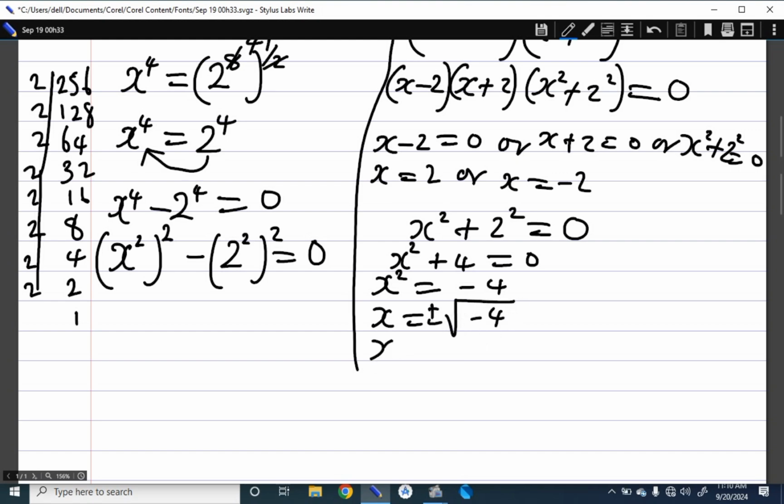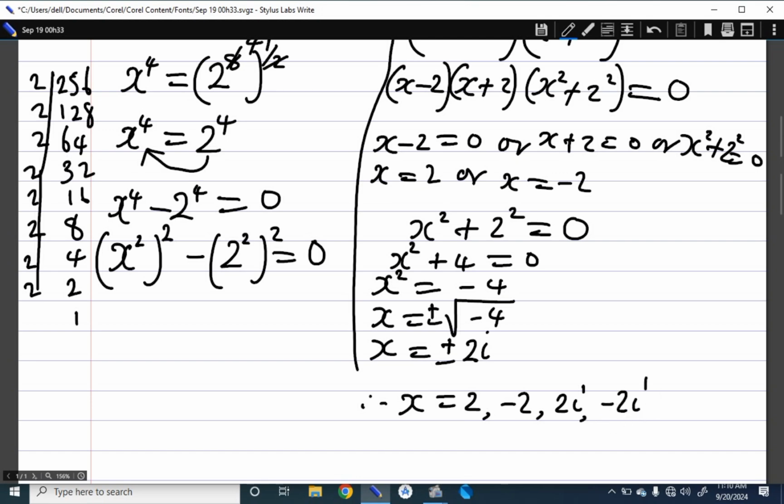So I'm having that x is equal to what? Plus or minus the square root of 4 is 2, while the square root of a negative number is i. So therefore the answers to this are x is equal to 2, minus 2, 2i, minus 2i.